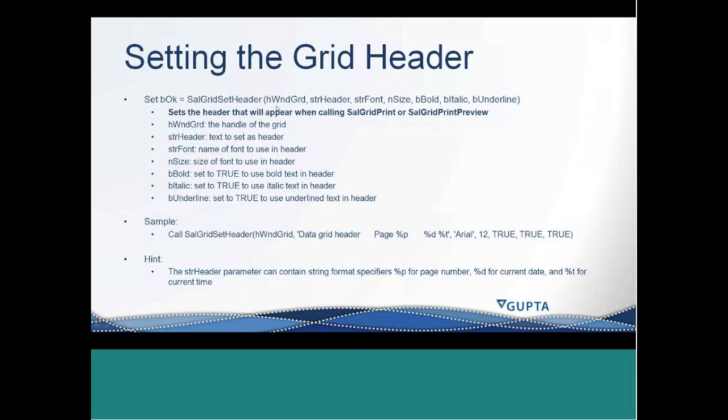The first is the handle of the grid, followed by the text for the header, the font to be used for the text, the size of the font, and if you want it in bold, italic, and underline. So you set those parameters to true or false, depending on if you want bold, italic, or underline. So a simple example, SalGrid set header. So again, the handle of the grid, the text that you want to appear as header.